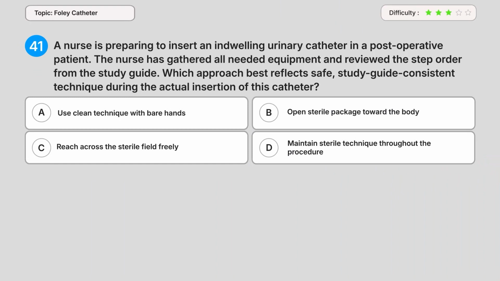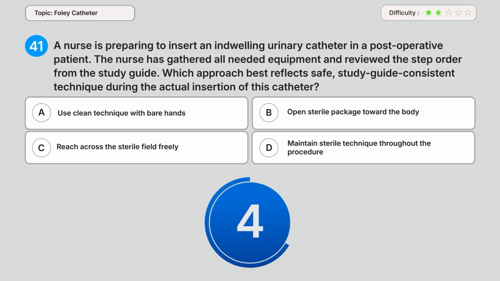A. Use clean technique with bare hands. B. Open sterile package toward the body. C. Reach across the sterile field freely. D. Maintain sterile technique throughout the procedure. Do you know the answer?